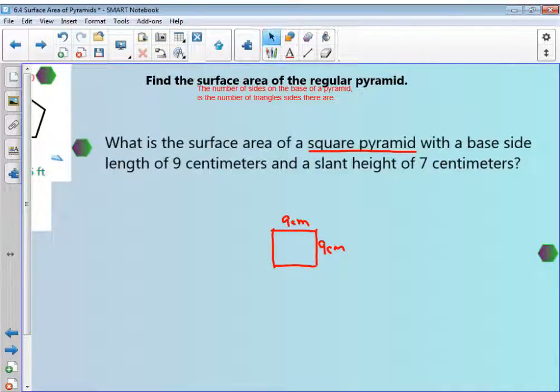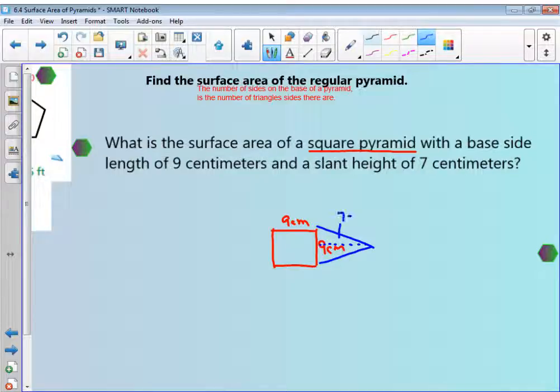So slant height, remember that's the height of your triangles. So if I were to draw triangles off of each of these, this dimension that's going straight up here is 7 centimeters. Okay, so how many sides do we have on a square? We have 4 sides, which means we have 4 faces of that lateral surface area. So we're going to take 4, and then once we figure one of our triangles, we're going to take that times 4.